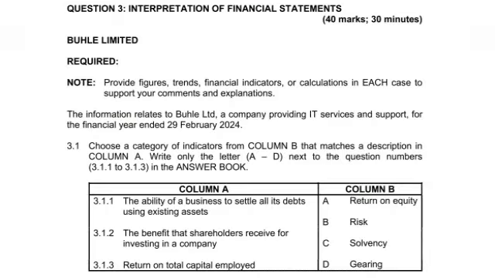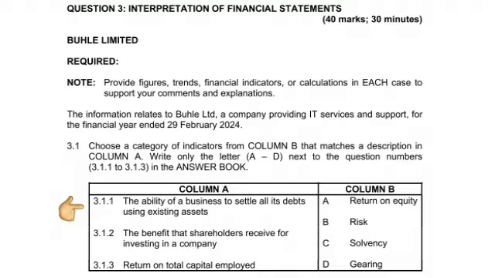So starting with question 3, we are looking at interpretation of financial statements for Butler Limited. It says required note: provide figures, trends, financial indicators, or calculations in each case to support your comment and explanation. You see, it's about commenting and explanations. It continues to say the information relates to Butler Ltd, a company providing IT services and support for the financial year ended 29 February 2024. 3.1 wants you to choose a category of indicators from column B and match it with the descriptions in column A.